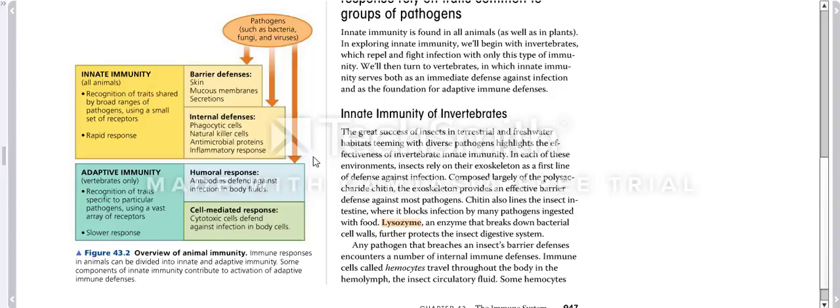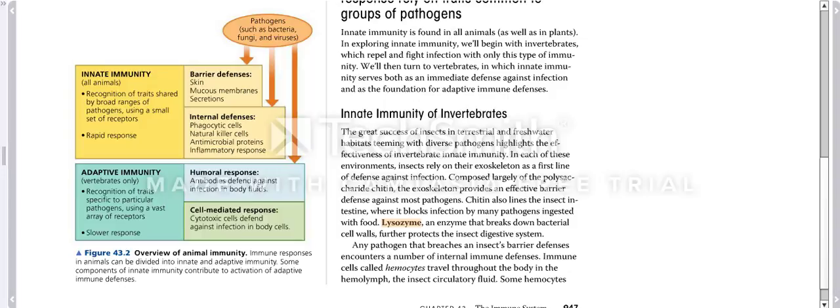Now, the book uses insects as an example of an organism that benefits greatly from innate immunity because insects have an exoskeleton composed mostly out of chitin, which is a very effective barrier against pathogens. Chitin also protects against pathogens that are ingested by the insect because it also lines their intestinal tract. So the book starts to depict lysosomes and hemocytes as the defenses for insects. And lysosomes are just enzymes that break down bacterial walls, and hemocytes are immune cells present in an insect's circulatory fluid.